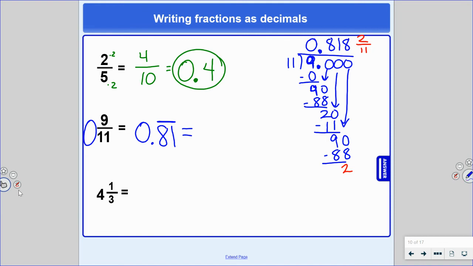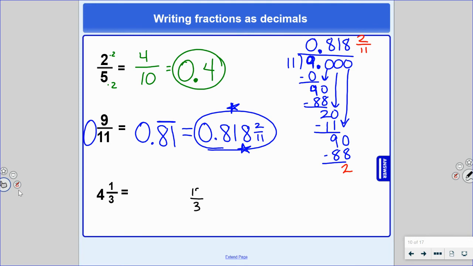So we can write 9/11ths as 0.81, and both of those are repeating, or you can write it as 818 thousandths and then another 2/11ths of a thousandth. Now this is what I'm really going to push you on. So let me do another example. For 4 1/3, you got 2 options.